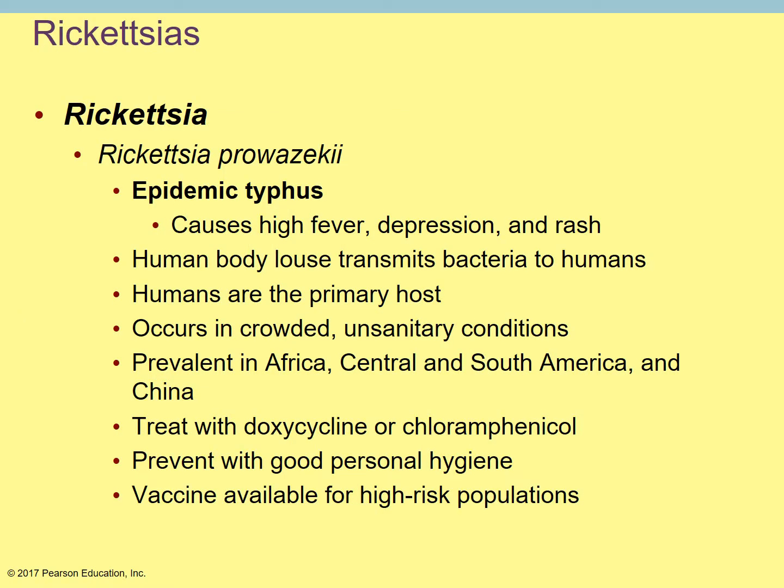Rickettsia prowazekii causes epidemic typhus. With that, you'll have a high fever, a rash, and depression, and it is the human body louse that will transmit the bacteria from other animal hosts to humans. Humans will be the primary host. This is seen more in areas where it's very crowded and there are unsanitary conditions. It's very prevalent in places like Africa, Central America, South America, and China.